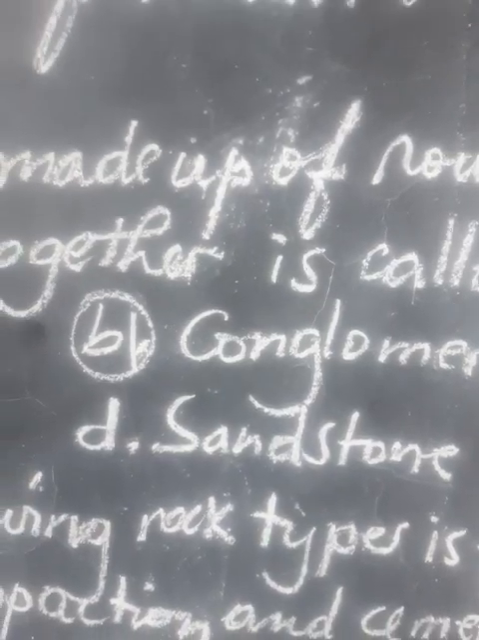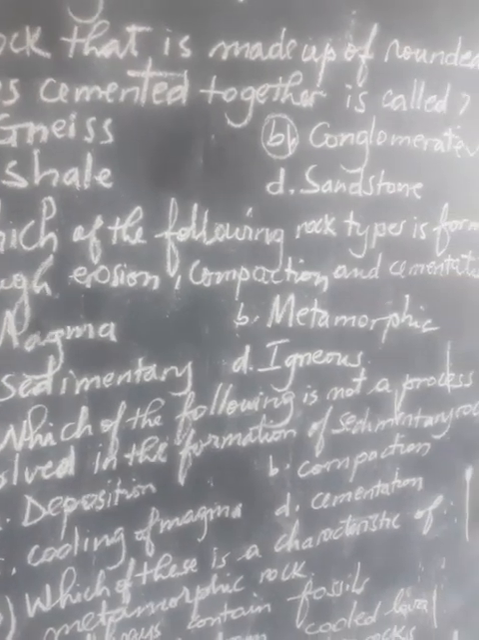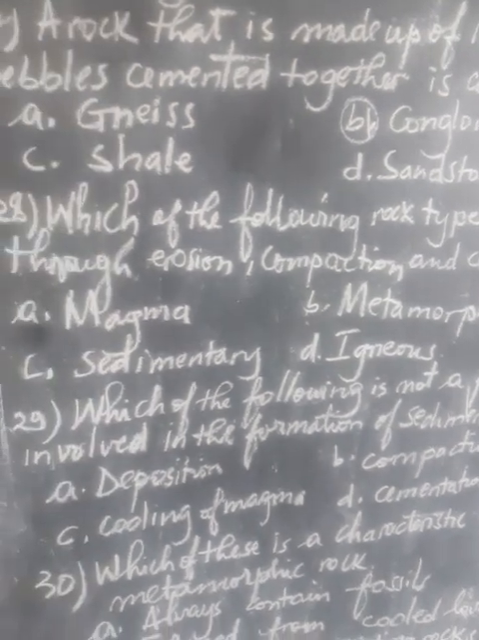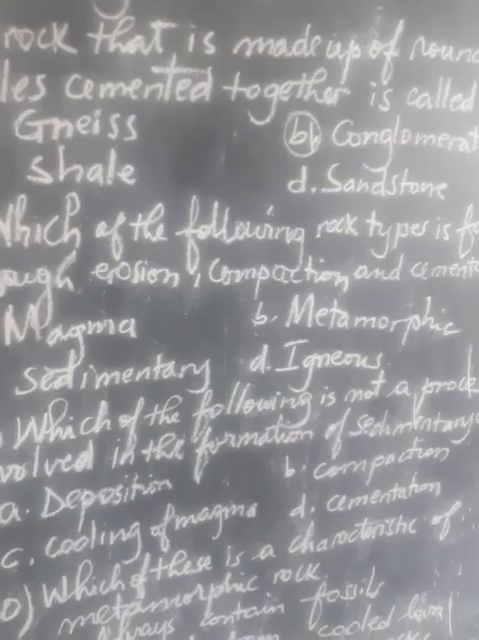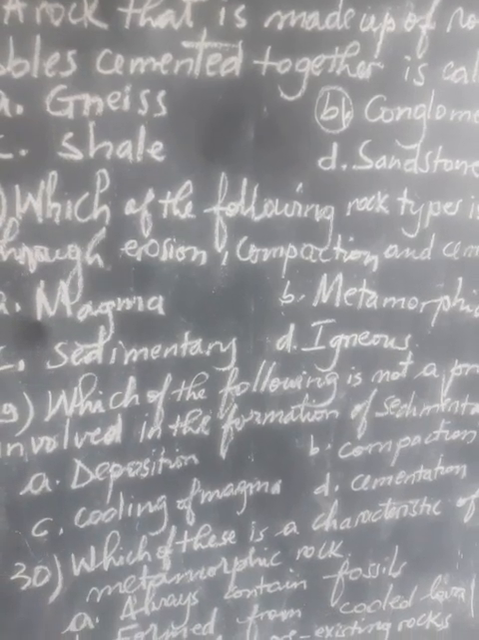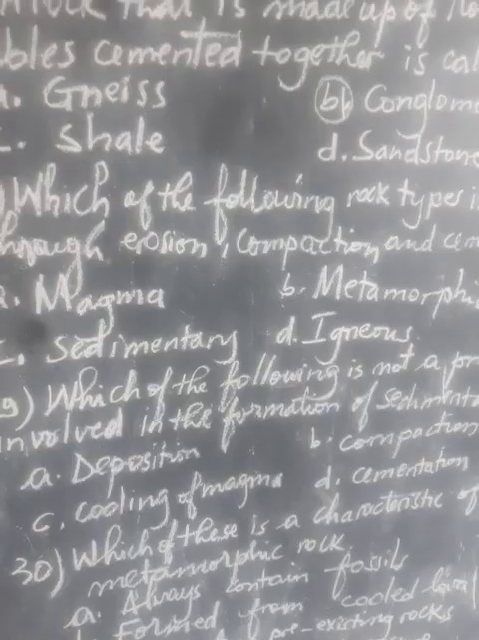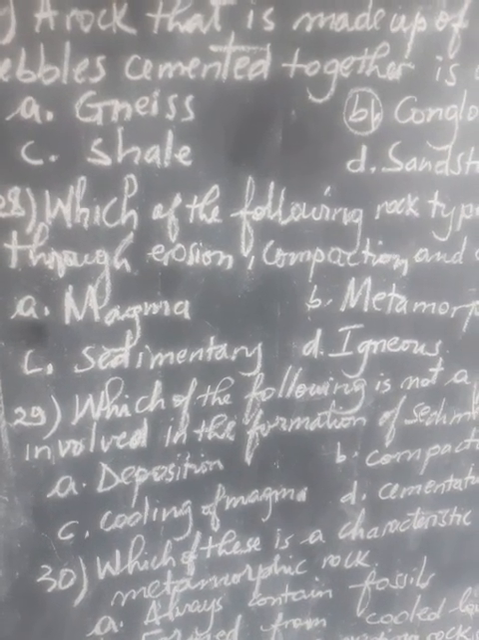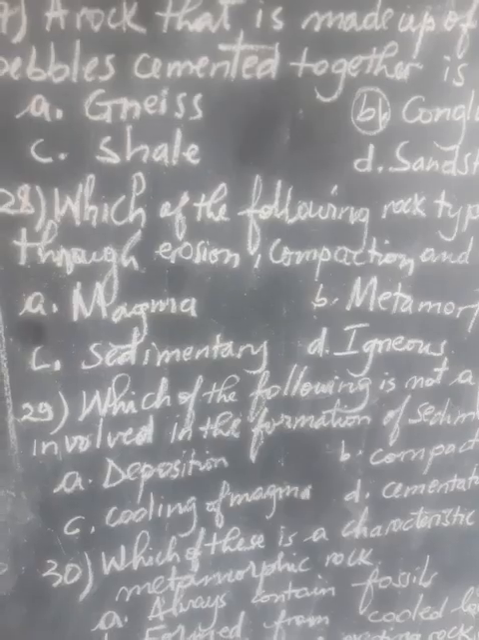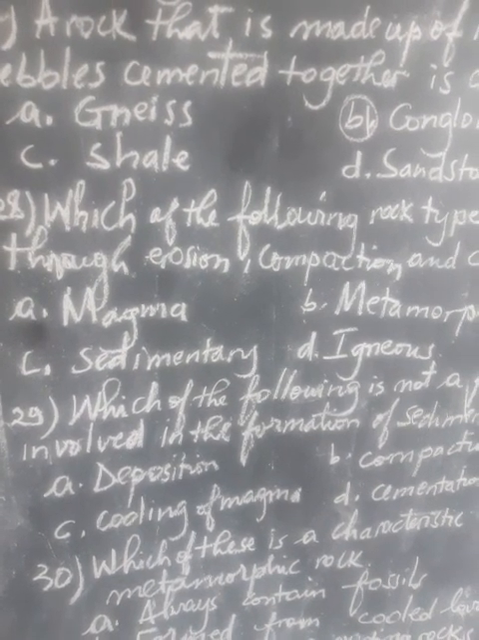Let's go to question number 28. Which of the following rock types is formed through erosion, compaction, and cementation? They give us different examples of types of rock, but we need to choose which one is formed through erosion, compaction, and cementation. A, magma. B, metamorphic rock. C, sedimentary rock. D, igneous rock.